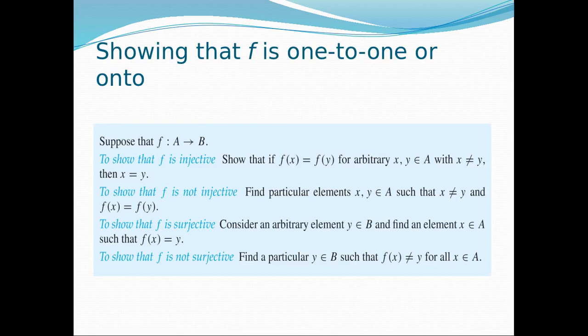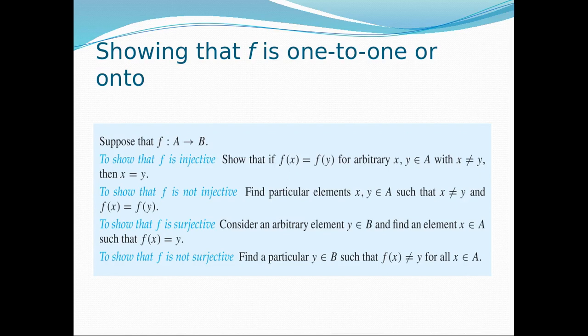Now here's a definition. So how do you show that f is one-to-one and onto? To show that f is injective, we have to show that if f of x is equal to f of y for any x and y in a, then x is equal to y. अगर ये दोनों जो हैं सेम होने चाहिए.